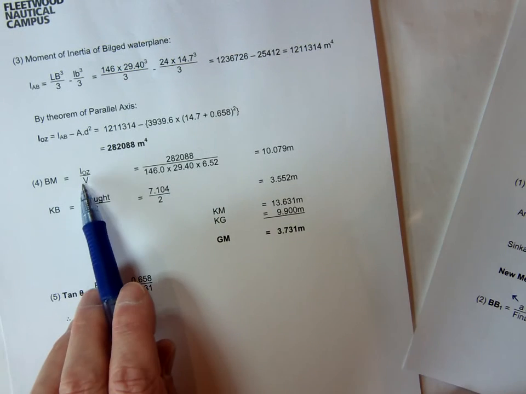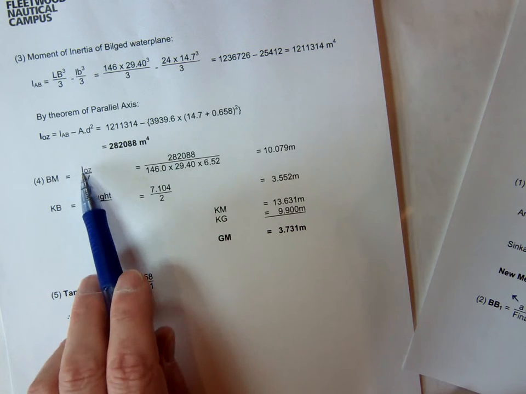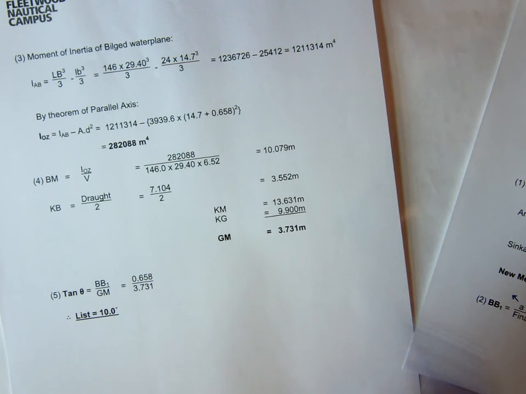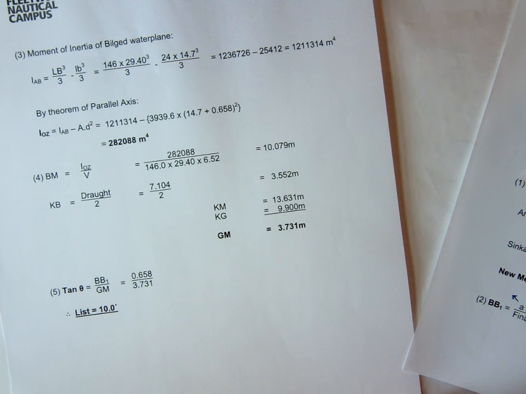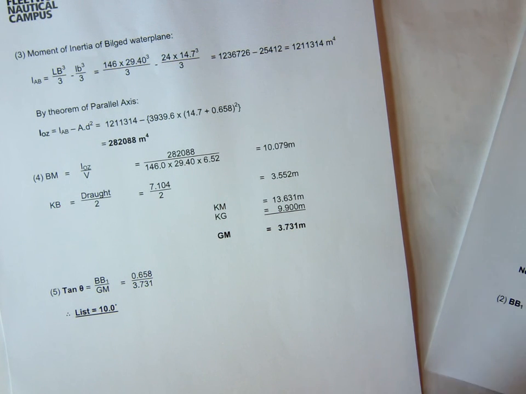BM uses I over V, which we've worked out there. KB, add the two together, which gives us our KM, minus the KG gives us the GM. It does appear slightly complicated, but I think with these bilging problems it's just practice. If you just practice two or three of them, hopefully you'll get the hang of it.